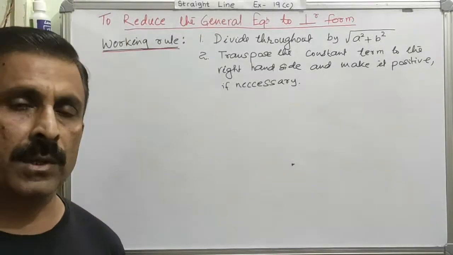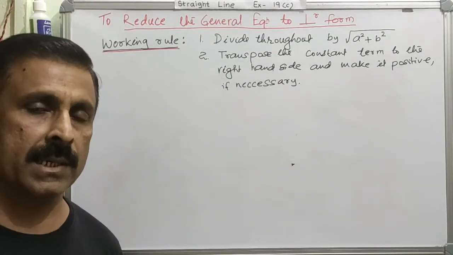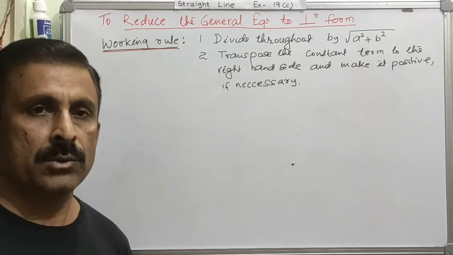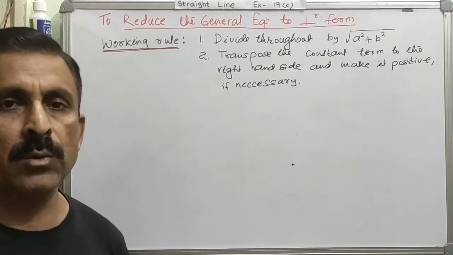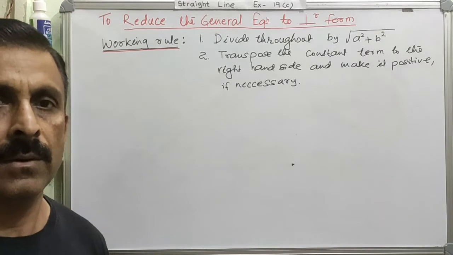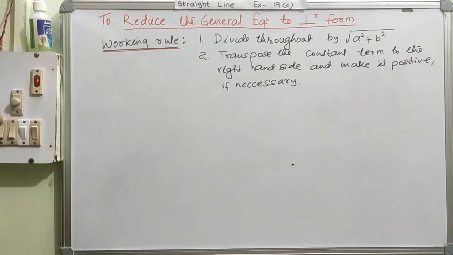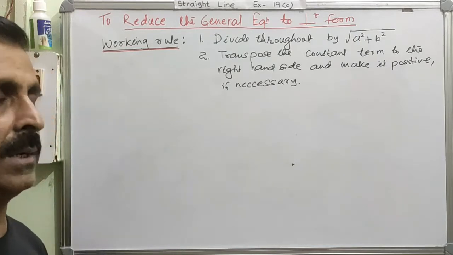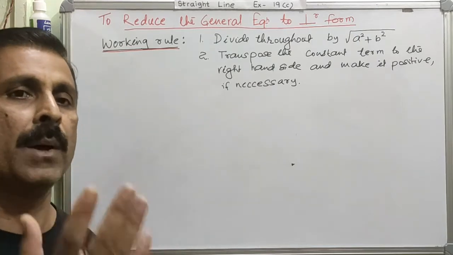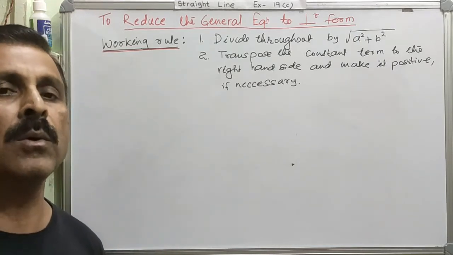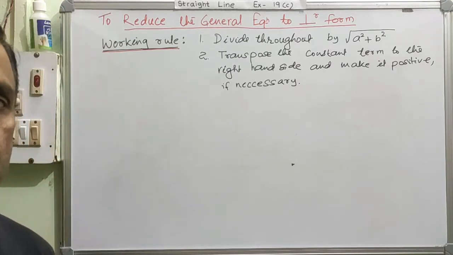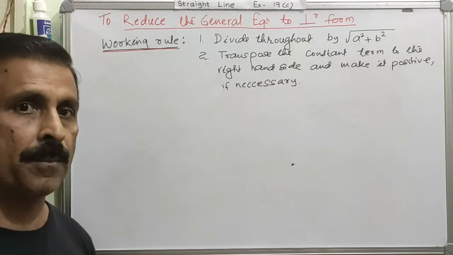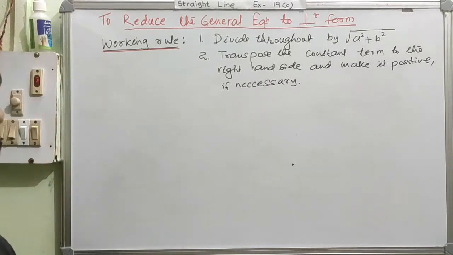Now we are moving on to the last type of question in this exercise, which is to change the general equation into perpendicular form, right? So the topic is to reduce the general equation to the perpendicular form. Here we are going to learn how we can transform a general equation into perpendicular form. Is this okay? So for this we have some basic rules that we need to follow, and then this is going to be a very interesting task.